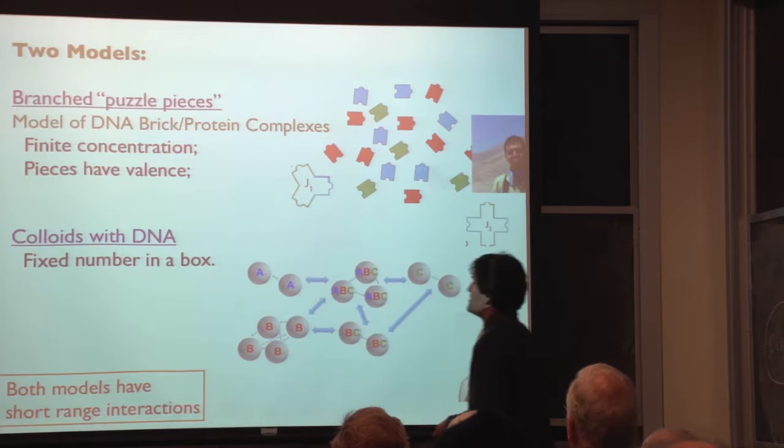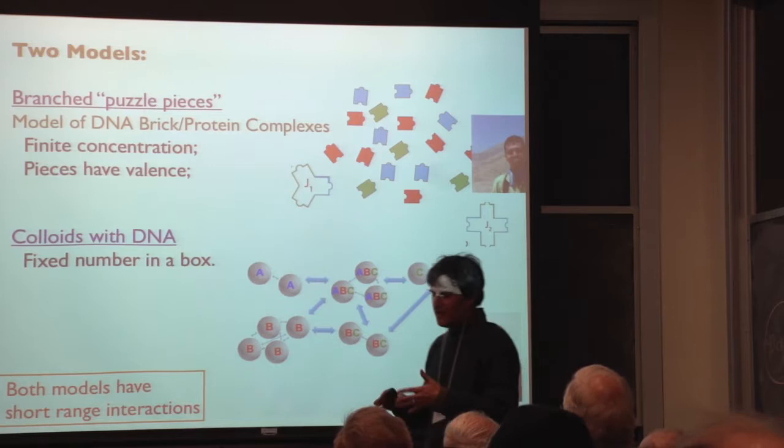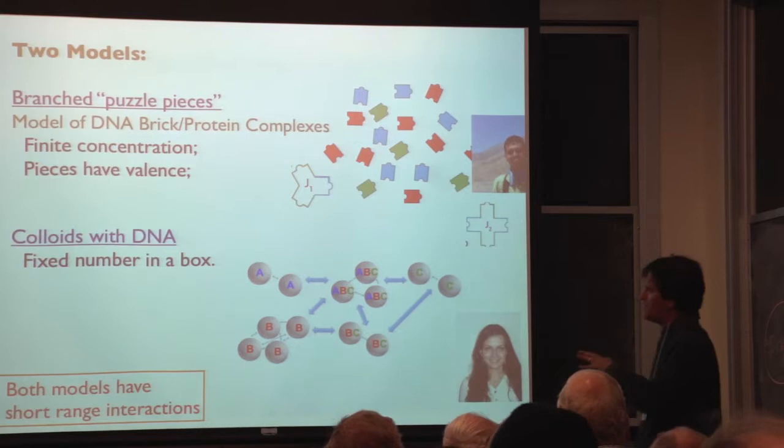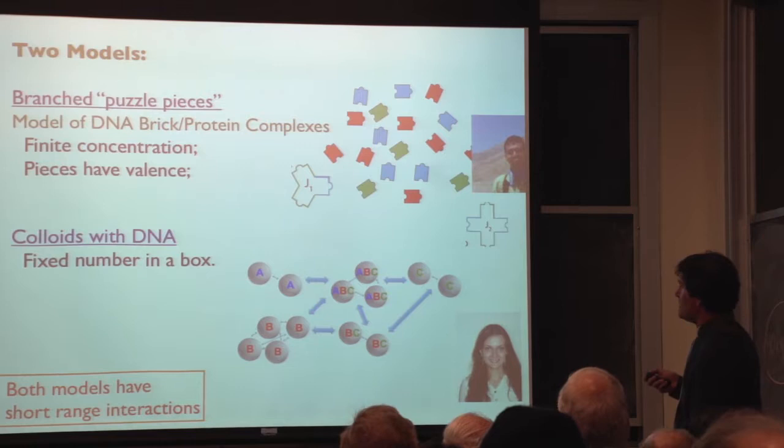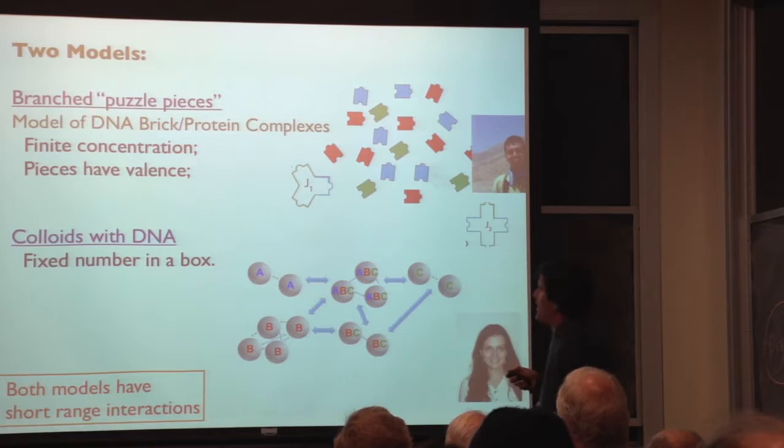And each model, I think, illustrates different things. We're just working our way through this landscape and trying to figure out how to think about it. But these are the two models that we've found to be the most insightful at the moment. The first model is one of branched puzzle pieces, and was really inspired by the DNA assembly or protein complexes that I showed you before.